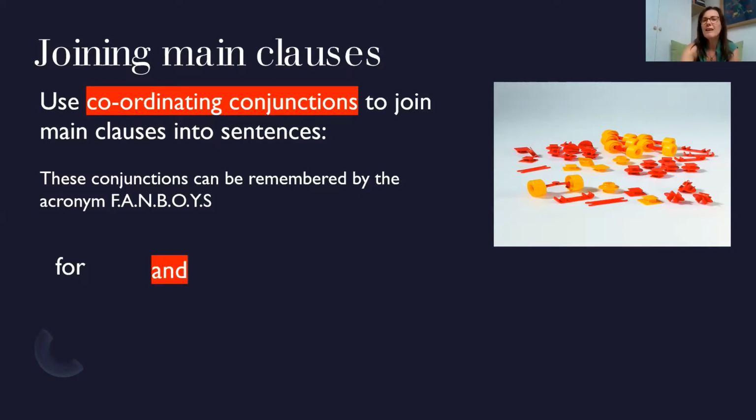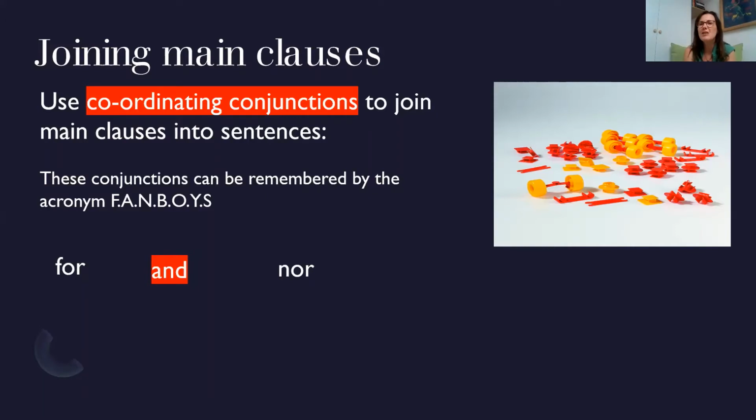And I've done that in red because it's the most common coordinating conjunction. Nor. That's also quite an old-fashioned word, meaning 'also not'. So, I don't like eating fish fingers, nor do I like, I don't know, something else that you don't like eating. So it's a neither nor.